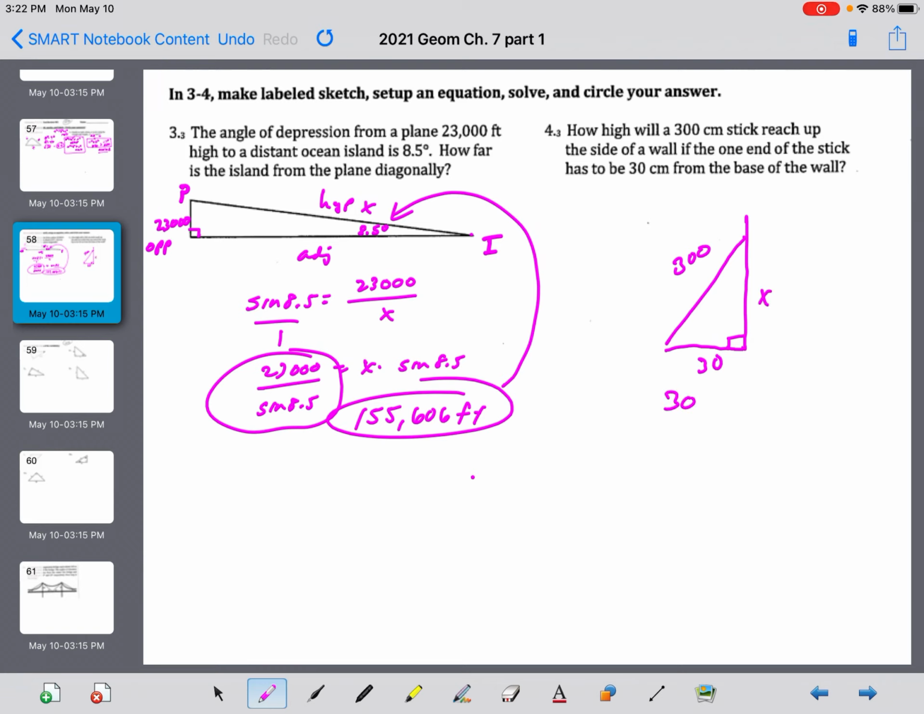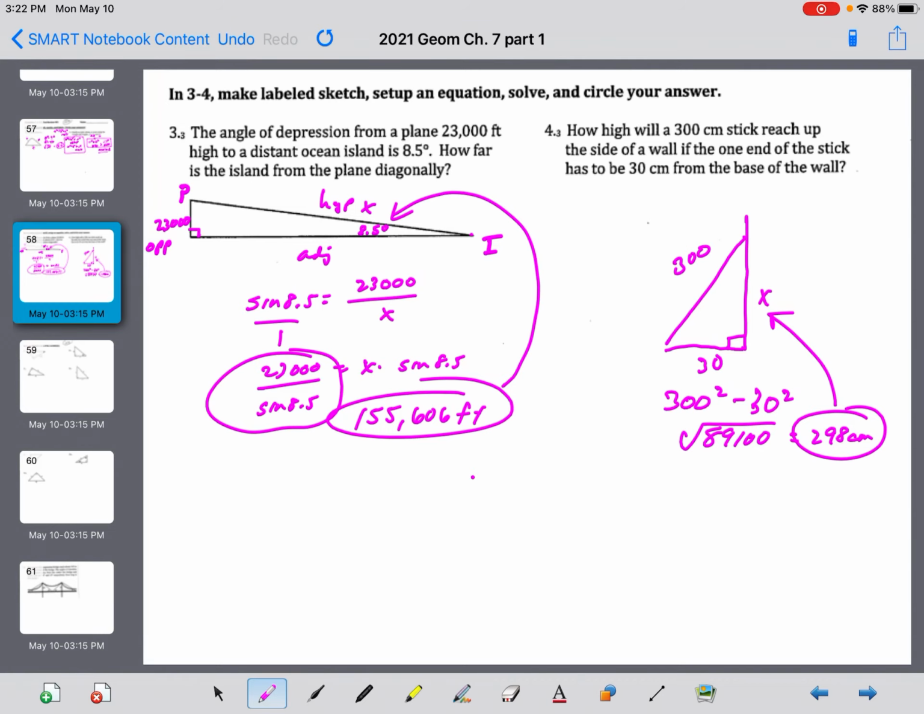We're going to have to do 300 squared, that's the hypotenuse, minus 30 squared. 300 squared minus 30 squared is 89,100. Take the square root of that, and it's 298 centimeters up the wall. That's this distance right there. So another Pythagorean theorem. Two sides trying to find a third. Pythagorean theorem is your go-to.